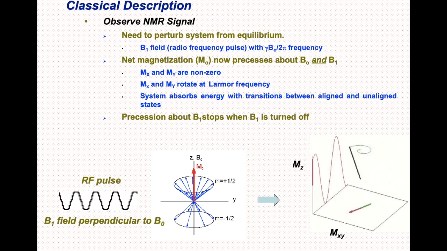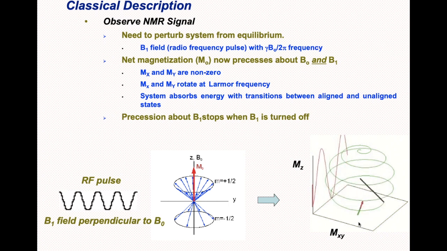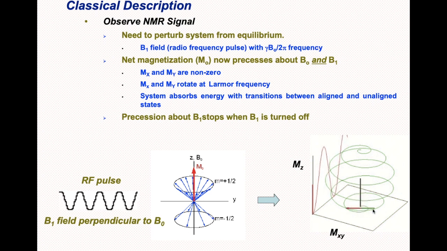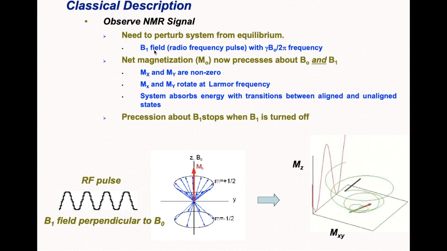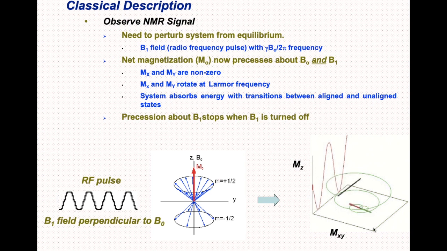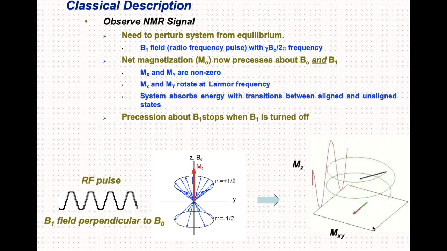But how is the signal being recorded? This is done by switching off the radio frequency pulse which we have applied. As I mentioned, the pulse is applied for a duration of about 10 to 12 microseconds, and then it is switched off.